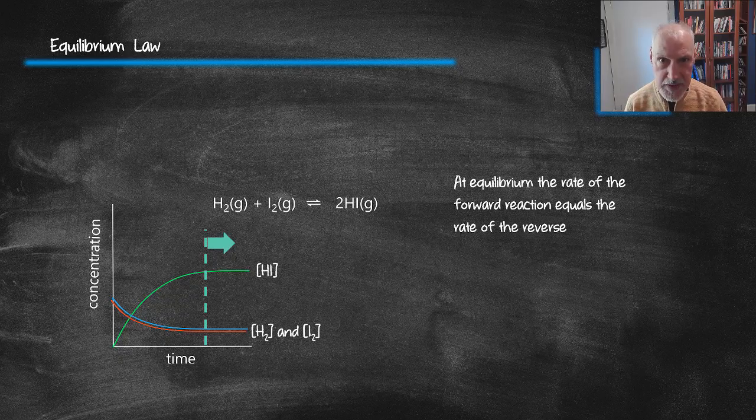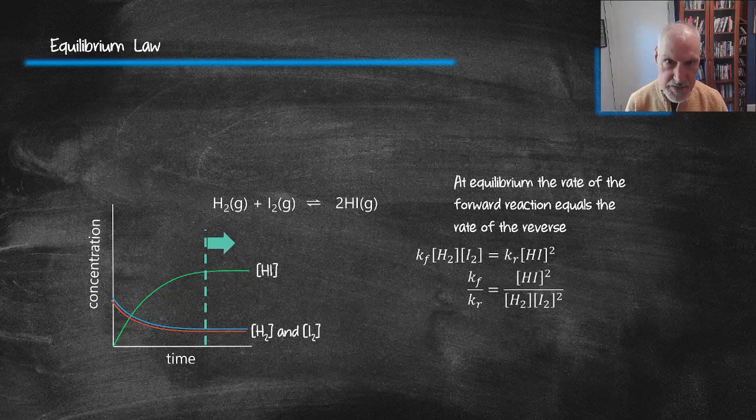You might remember from our rates unit, you can express the rate of the forward and the reverse reactions as follows. We have a rate constant times the concentration of hydrogen times the concentration of iodine for the forward reaction, and the rate constant for the reverse reaction times the concentration of hydrogen iodide squared. I'm assuming in this case that both reactions occur in one step. I'm now going to isolate the concentrations on one side and the rate constants on the other side.